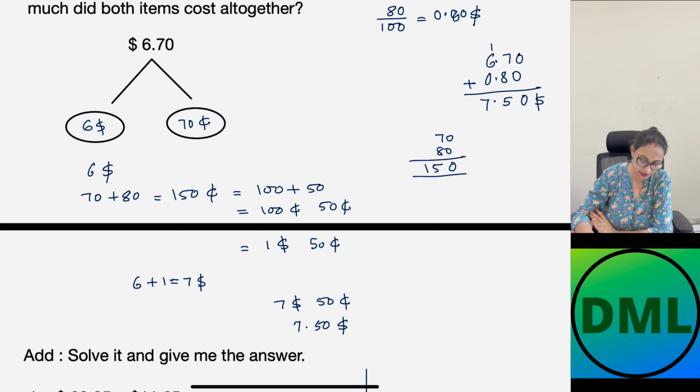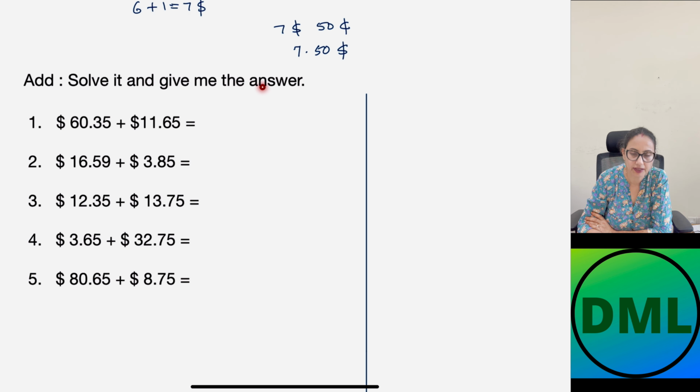Let's see the next question here. Solve it and give me the answer. $60.35 plus $11.65, you need to add it. So there are two ways to do it. Again, either you split it and add it, or you can follow the addition method. Let's follow the addition method first here. 60.35, and this will be written as 11.65. I need to add it.